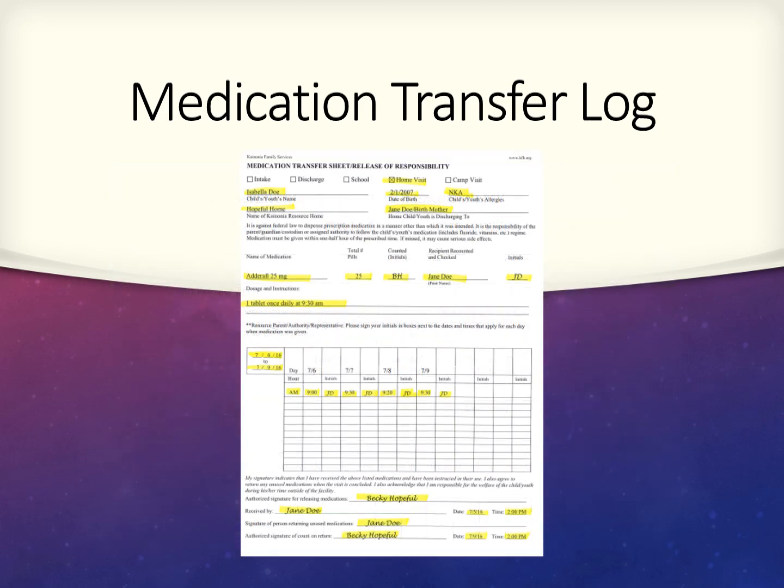When completing the medication transfer log, the resource parent must ensure that all the areas highlighted are completed, and a copy of the pharmacy printout is attached to the medication transfer log. The responsible person must also acknowledge receipt of the medication and the quantity of medications being transferred. Upon the child or the youth's return, the resource parent should also verify the quantity being returned and record any missed dosages.